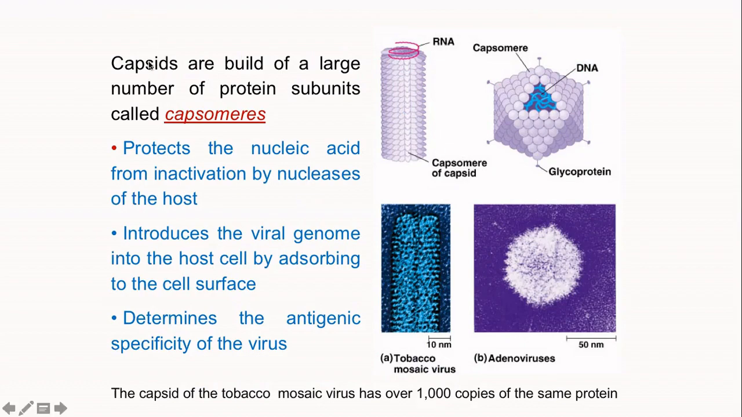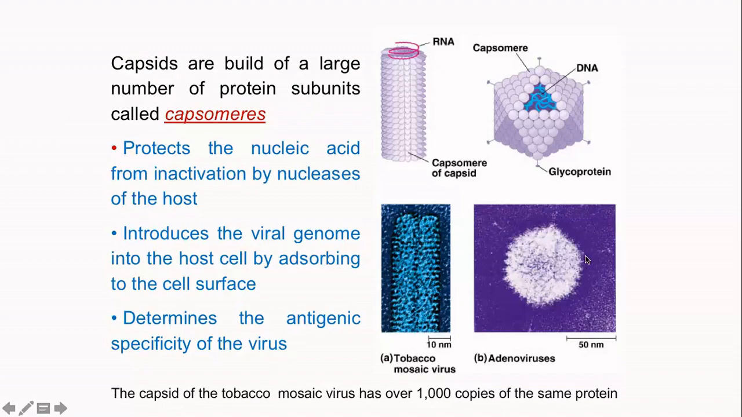Then also, these capsids are protective in function. That means they determine the antigenic specificity of the viruses, how far these viruses are infectious, and how they can resist the activity of cells that are used to kill them. All of this is determined by the type of the capsid. So capsids are nothing but the protein covering seen in viruses. They are made up of protein subunits known as capsomeres. The major function is to protect the nucleic acids from inactivation by nucleases of the host. They also help in adsorbing to the cell surface and determine the antigenic specificity of the viruses.